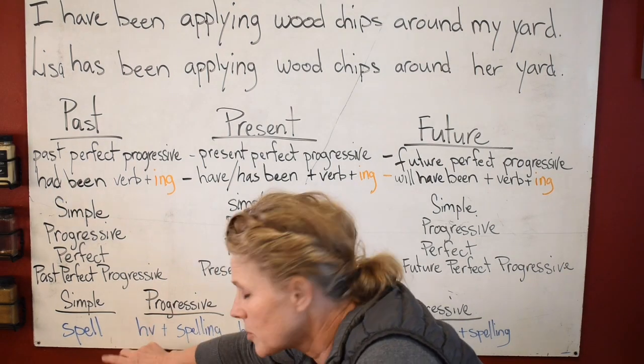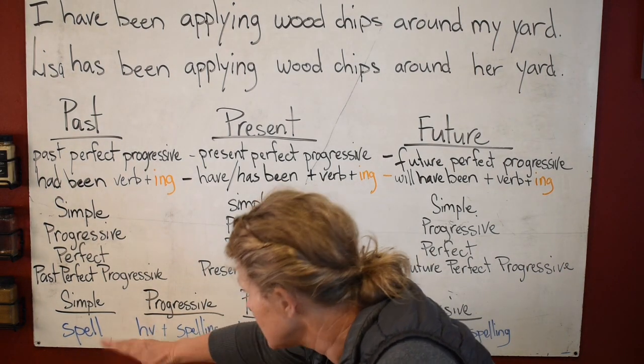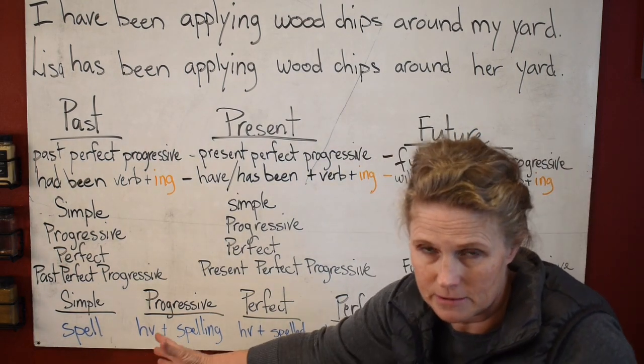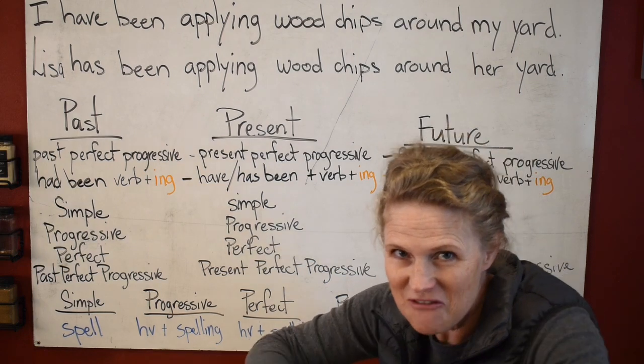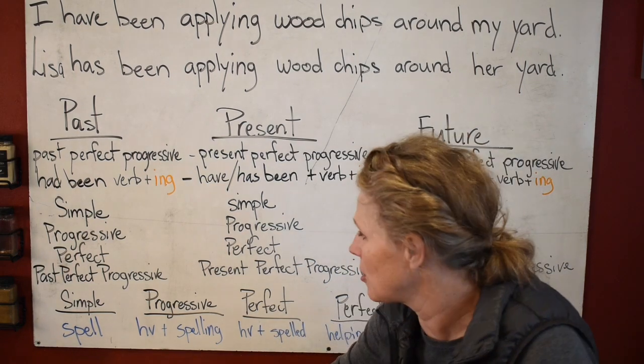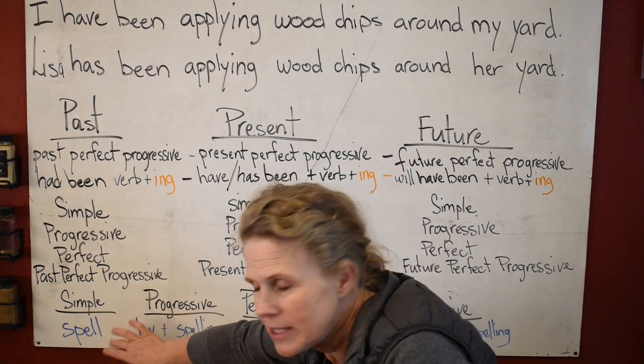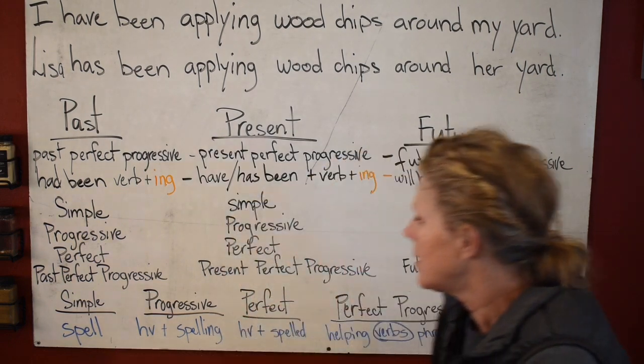Look at this base word. What is it? Spell. This base word is your simple tense. It's the basic of basic. As basic as you can go. And then you add all of your prefixes and suffixes onto this word.